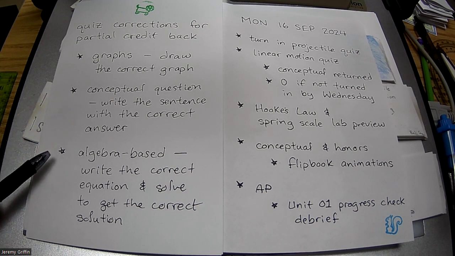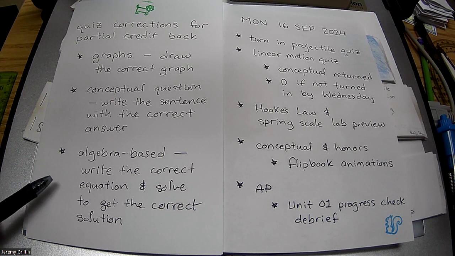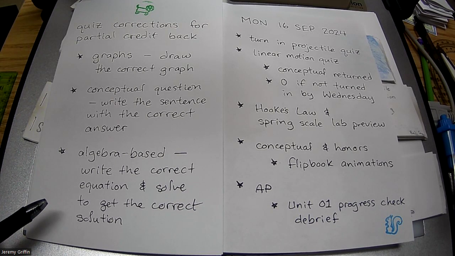Most of the questions I ask you are in this category, some kind of algebra-based question you could solve with an equation. So set up the correct equation, solve it, and show all your steps to get to the correct answer. Again, this is for partial credit back.